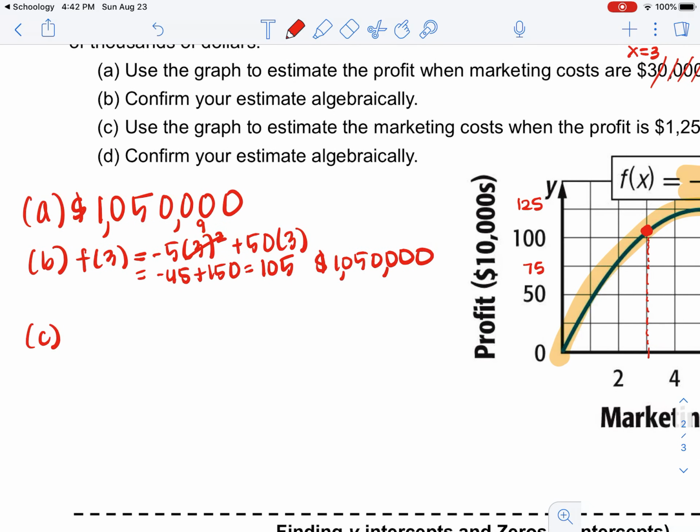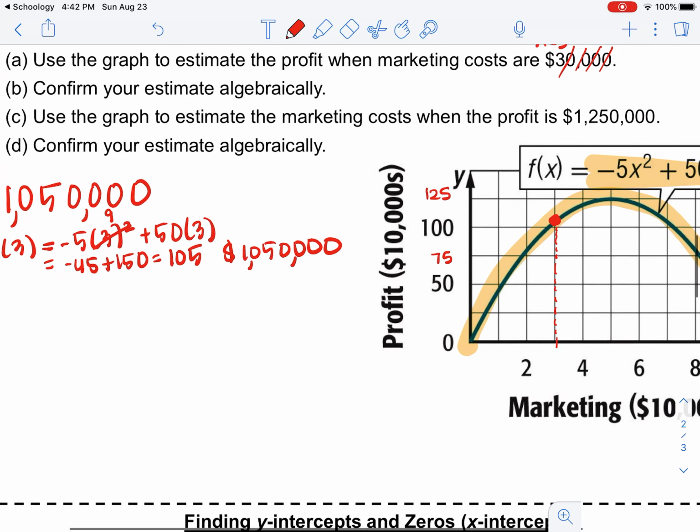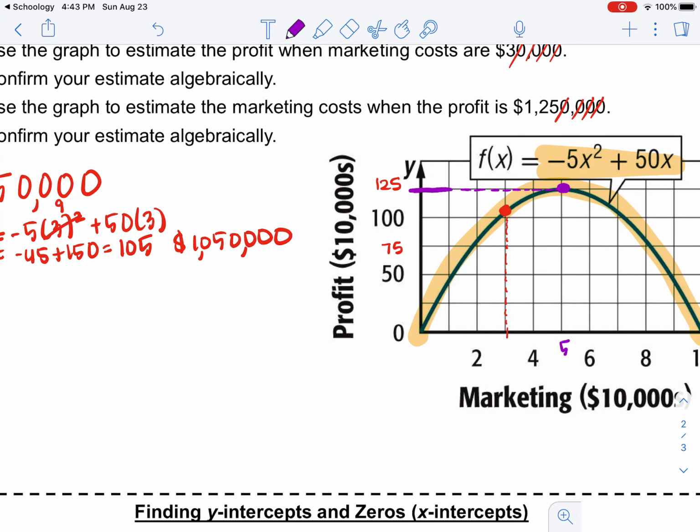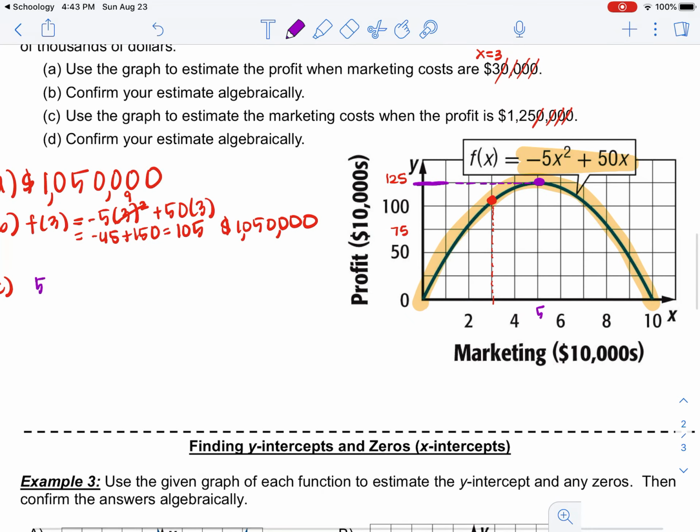Okay, next is C. Use the graph to estimate the marketing cost when the profit is 1.25 million. Okay, so 1.25 million, cross off 4 zeros. 1, 2, 3, 4. So I'm looking for 125. So let me change my colors here so we can see this. So 125 is right here. So I'm going to go across right there. This is 5. So my guess is going to be 5 and then 4 zeros. 1, 2, 3, 4. So my guess is 50,000.